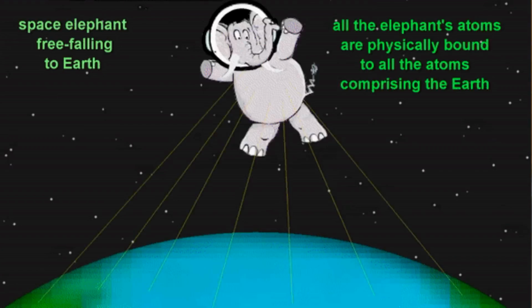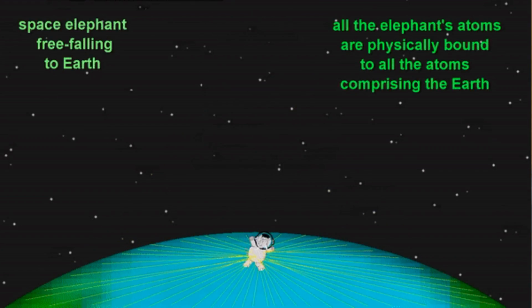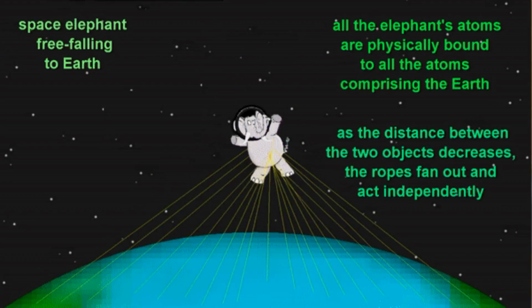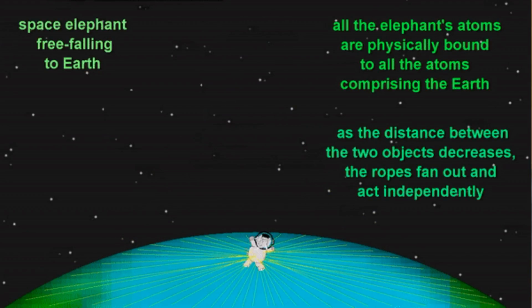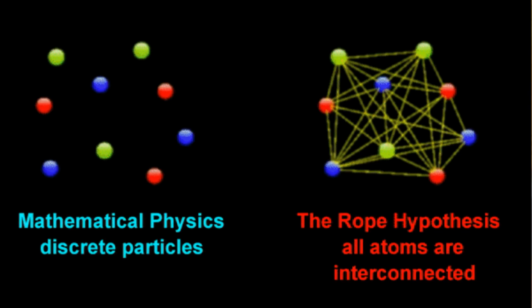So here's gravity for you with ropes. We have an elephant falling to earth, and every rope is tight. Remember, it's pulled tight, so all the ropes are straight at all moments. There never is a bend.